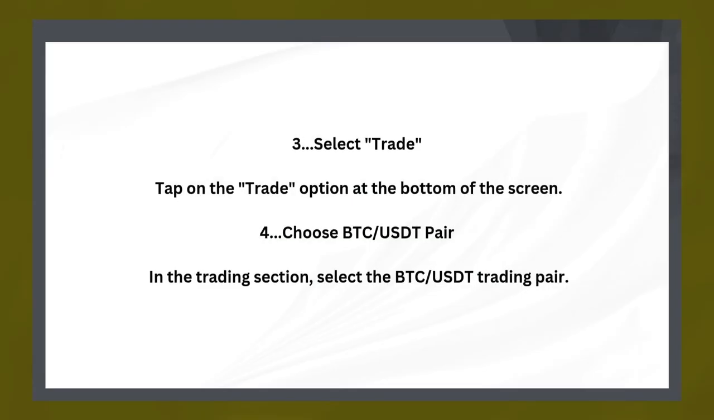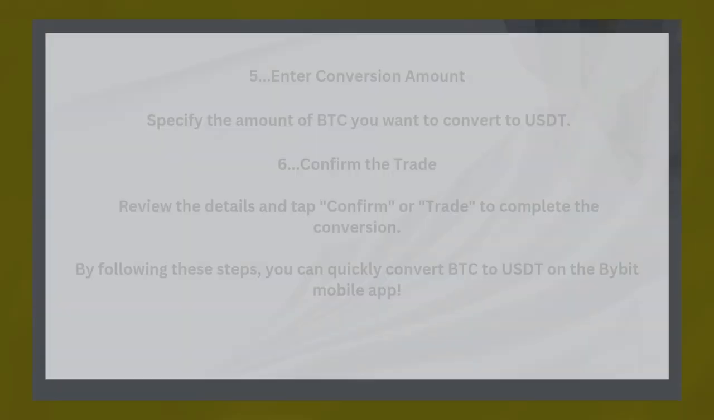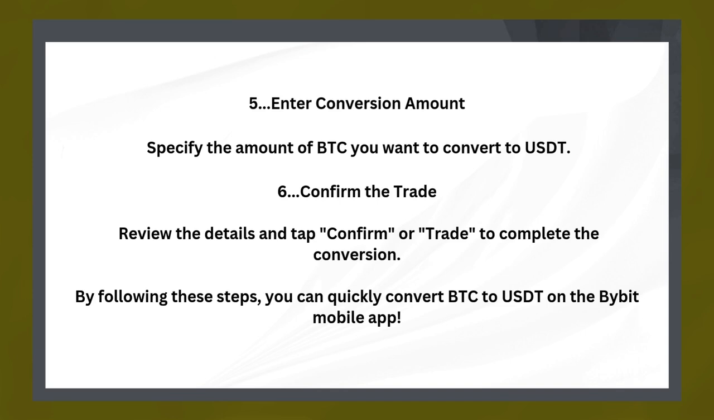Number 3, select trade. Tap on the trade option at the bottom of the screen. Number 4, choose BTC or USDT pair. In the trading section, select the BTC or USDT trading pair. Number 5, enter conversion amount. Specify the amount of Bitcoin you want to convert to USDT.